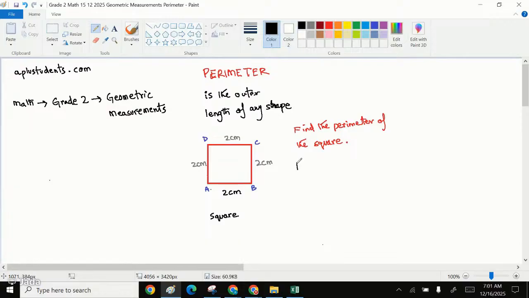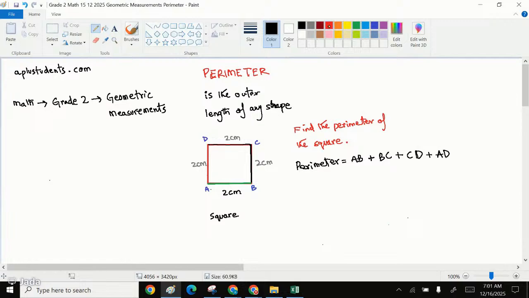That means perimeter should be equal to the length AB, right? We know where AB is. I'll highlight this. This is the length AB. I just marked it with the green. Plus the length BC. This is the length BC. I'll mark it with black over here, right? This length BC. Plus the third length, that is CD, right? And the last one, that is AD.